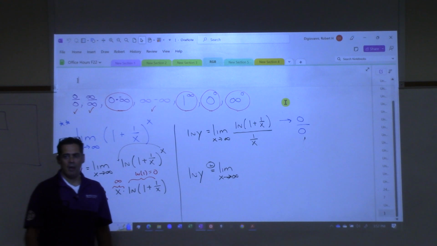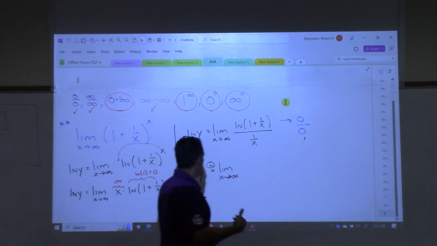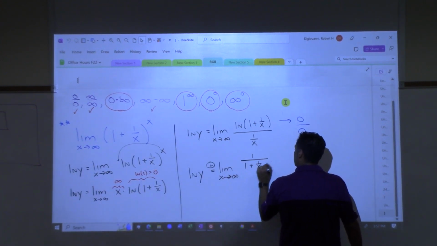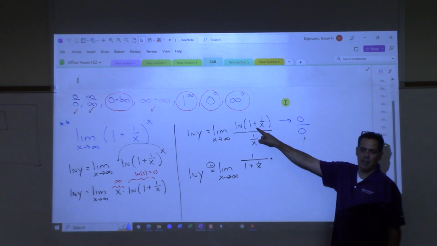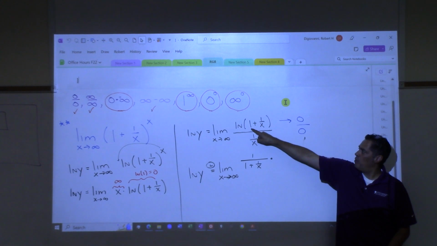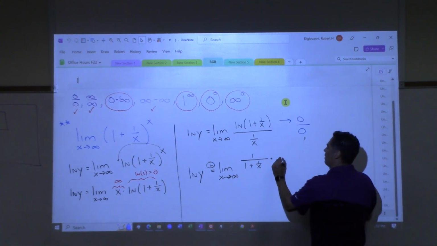On the top, you have natural log of something, right? How do you take the derivative of natural log of something? 1 over that something times the derivative of what's in here. Take your time here. What's the derivative of what's in here? What's the derivative of 1? 0 plus what's the derivative of 1 over x? We've done this a couple of times. Negative 1 over x squared.